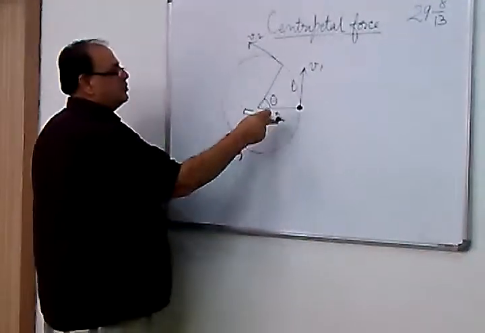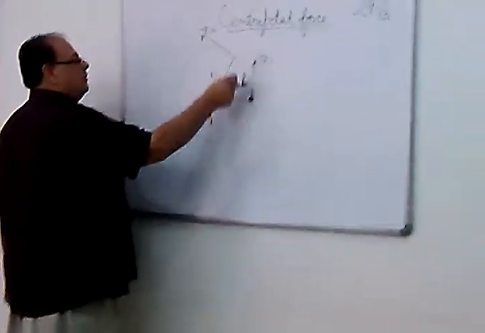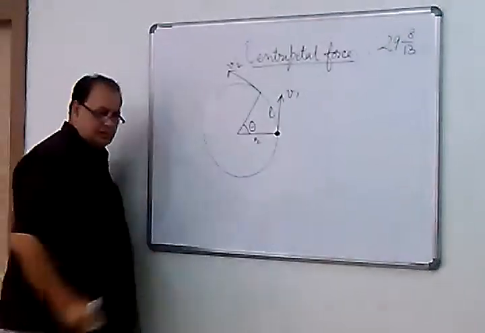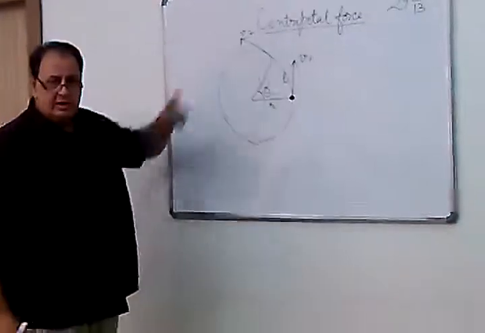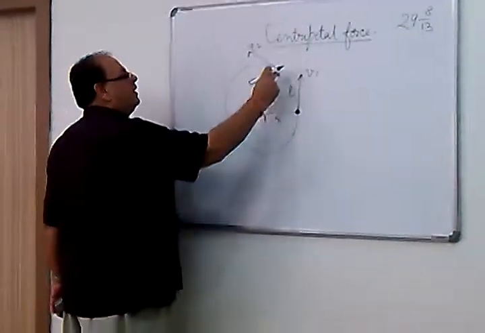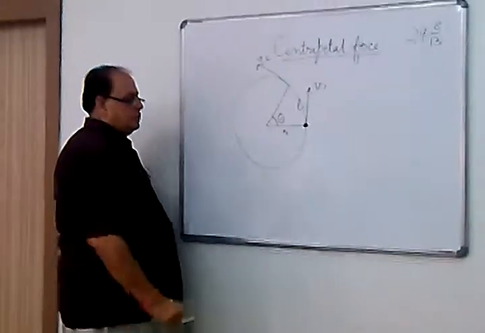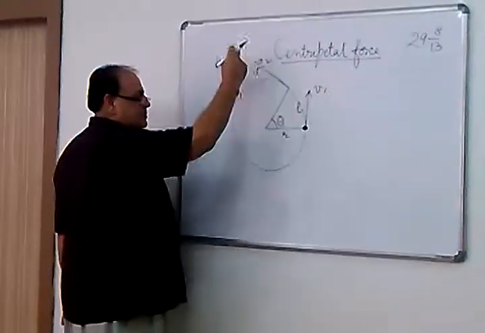if I cut this, suppose this is a stone tied to a thread, and at this moment when it comes here, I leave it, the stone will go straight. That is the direction along which shows the velocity here. If I cut the same stone's thread here, it will go here. So that shows the velocity here is along this direction. So there is a change of velocity.